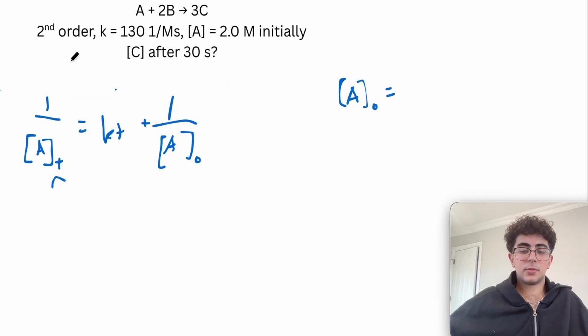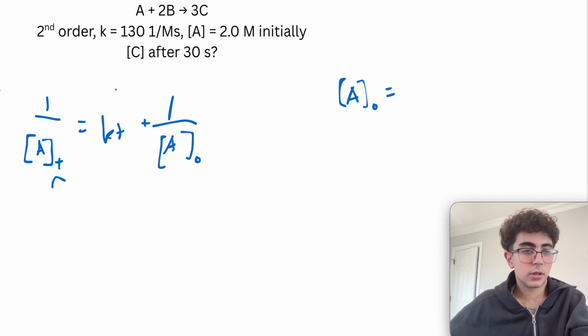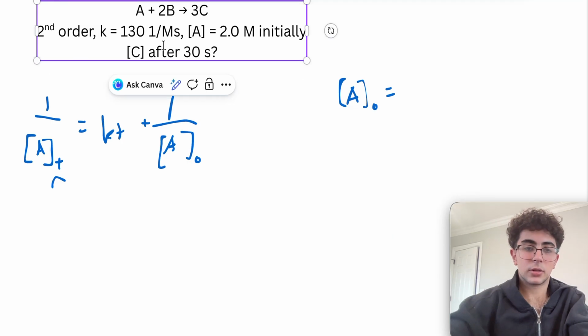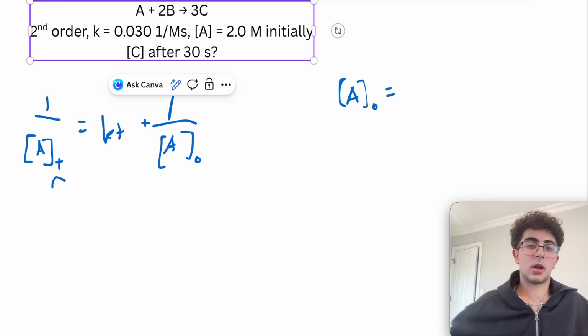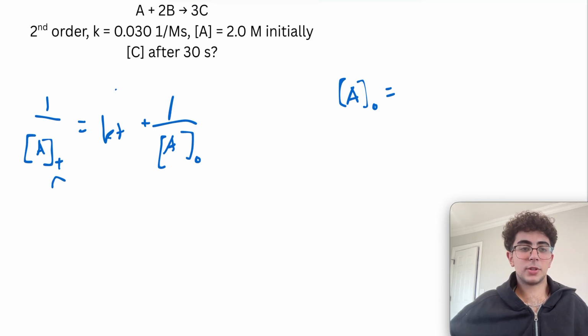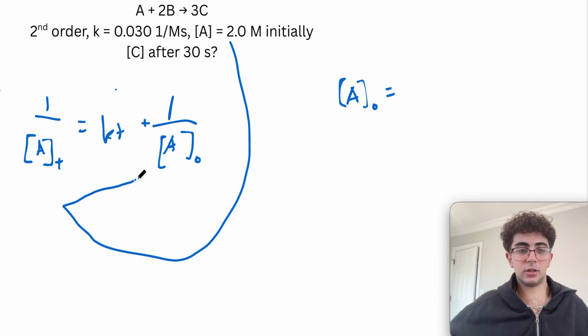Another type of problem that looks a little bit different from the ones we did above is they'll give a chemical reaction like this. I just wrote generically A plus 2B yields 3C. It gives you the order, k, the initial molarity, and then asks for the molarity of one of the products after 30 seconds. It looks a bit different, but you still write out the second order equation, or whatever order it gave you. We see that we have the initial molarity, so we can plug that in here. And we have k, and we also have t, 30 seconds.